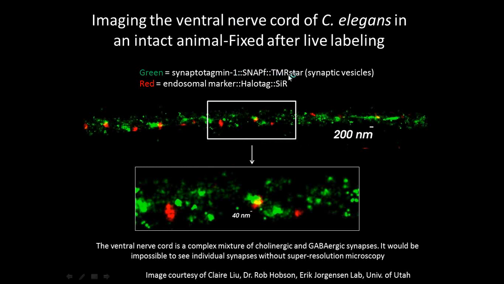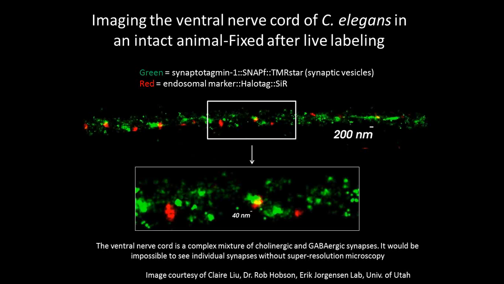The green is a SNAP tag with TMR star, and the red is an endosomal marker with Halo tag. As you can see, you can do live labeling and get really high resolution. You're essentially looking at the ventral cord, at the cholinergic and GABAergic synapses. Of course, you need super resolution imaging to get this high level of detail.